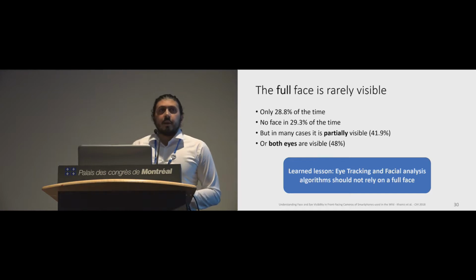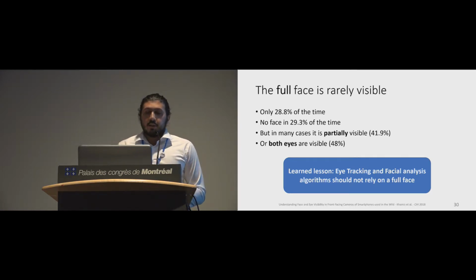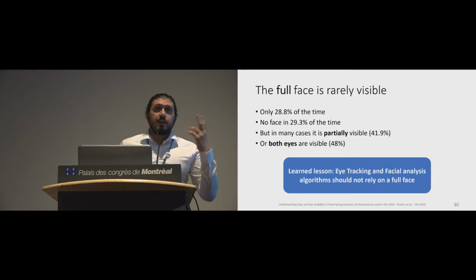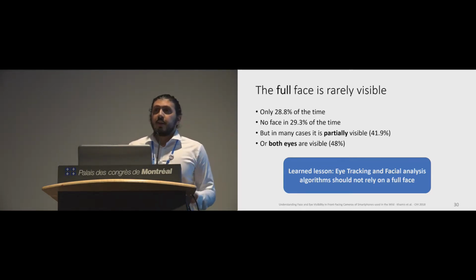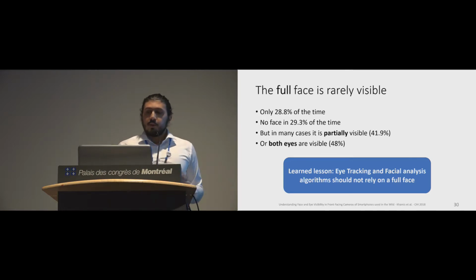Here, a lesson is that eye tracking and facial analysis algorithms should not rely on the full face. As I said earlier, there are some methods out there that rely, for example, on the whites of the eyes to do eye tracking, and we should shift focus back to that. We should really take a step back in research about eye tracking and face detection on mobile phones, and think about the context. Instead of borrowing concepts from other fields, we should come up with context-specific ones for this area.